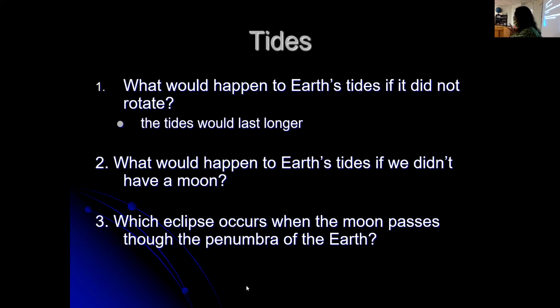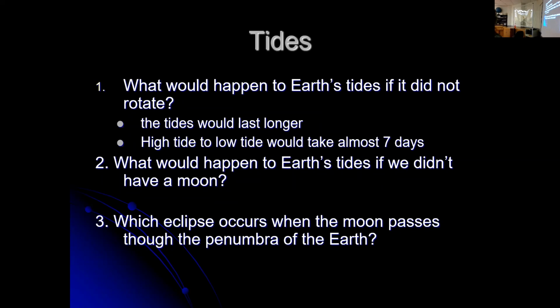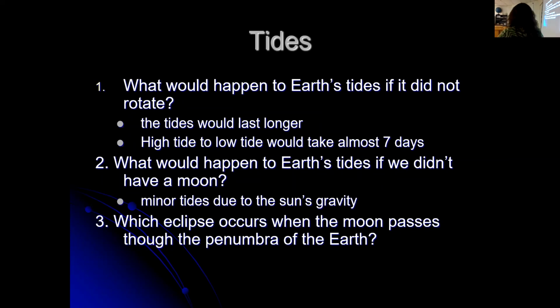But what would happen to the tides if we didn't have a moon? Would we still have tides? Maybe a little bit, tiny. Yeah, little baby tides. We'd have very little tide because the sun doesn't affect us that much.